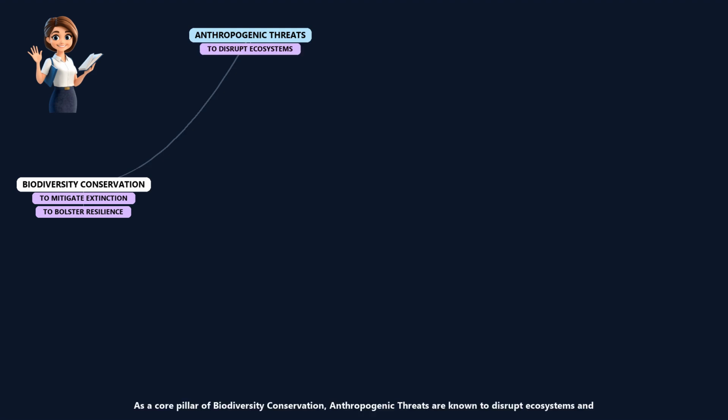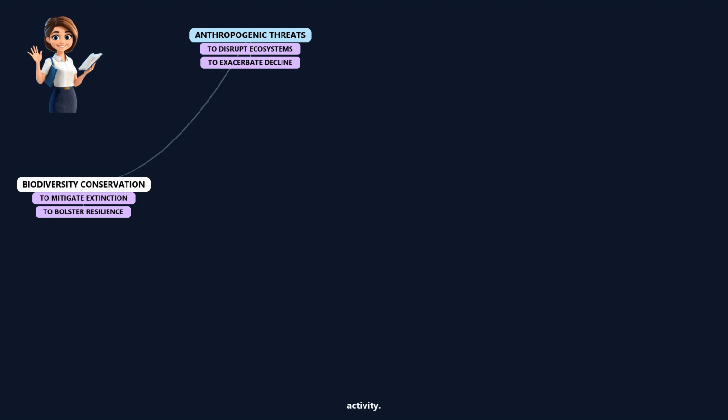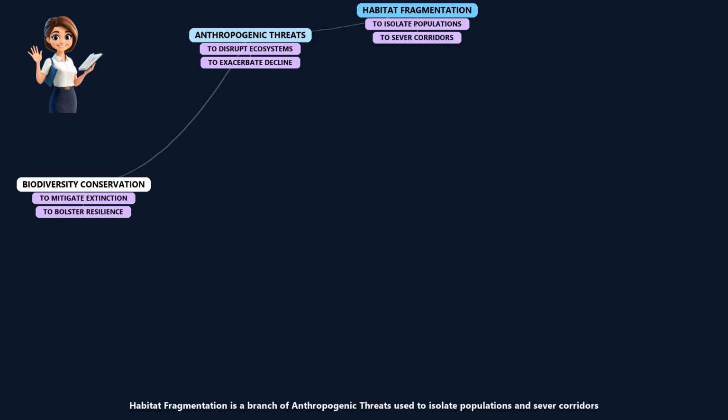Anthropogenic threats. As a core pillar of biodiversity conservation, anthropogenic threats are known to disrupt ecosystems and exacerbate decline in rare species. In simple terms, these are the dangers caused by human activity. Habitat fragmentation. Habitat fragmentation is a branch of anthropogenic threats used to isolate populations and sever corridors between forests. This means large areas of nature are broken into small pieces, making it hard for animals to travel.